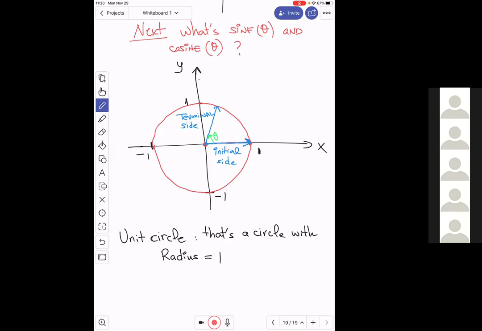Now I'm gonna take a right triangle in this unit circle. So I'm gonna take this right triangle right here. You see this side here? So this is, of course, a right angle. Okay. And I'm gonna consider this triangle.